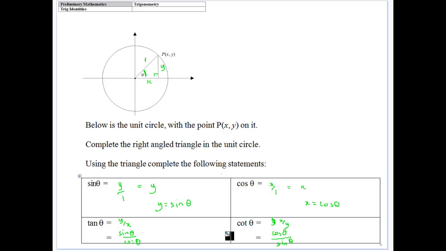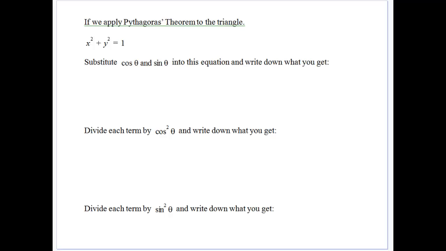So there's our first two relationships. Tan of theta is sine on cos, and cot of theta is cos on sine. So we have to remember those and be able to use those.